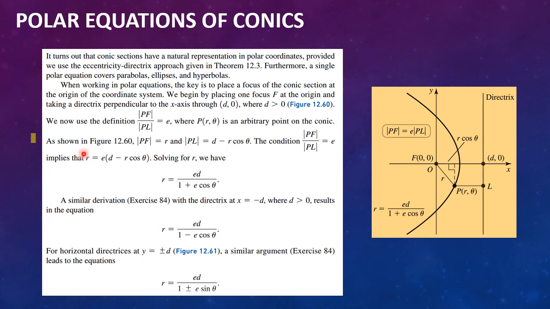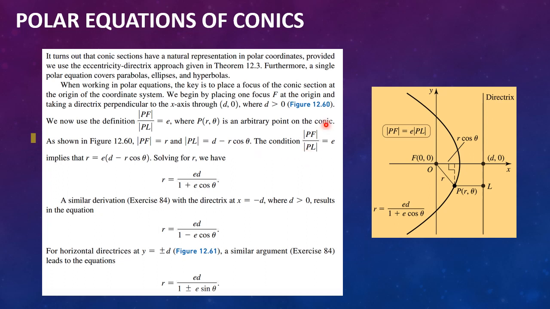Okay. So PF, the distance from the point to the focus, is equal to r, and the perpendicular distance from the point to the directrix is d minus r cosine theta. Okay, so these are really important formulas. PF is r, and PL is d minus r cosine theta.